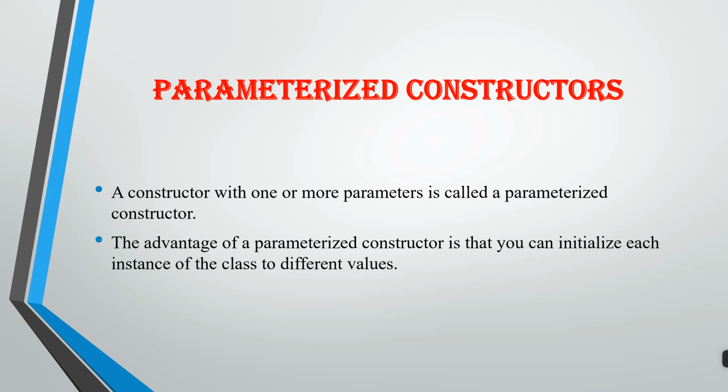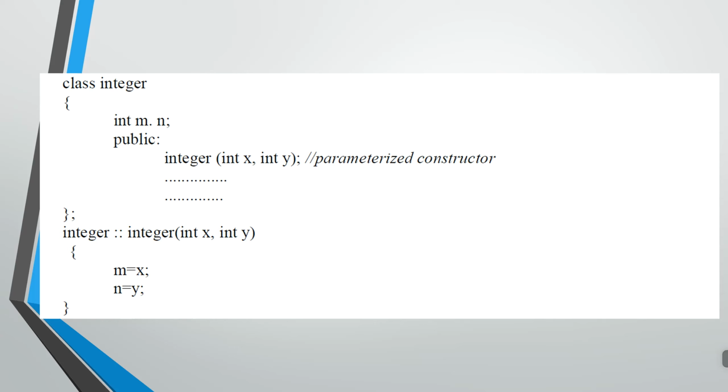But in case of a parameterized constructor, it's possible to initialize each object with different values. Let's see how it is possible. So the structure of a parameterized constructor is something like this. Here we have defined a class, integer, with the two attributes m and n. So under public, we declare a parameterized constructor.